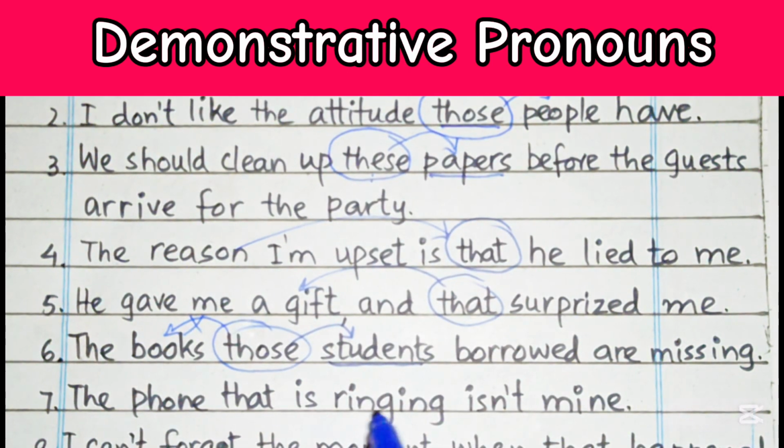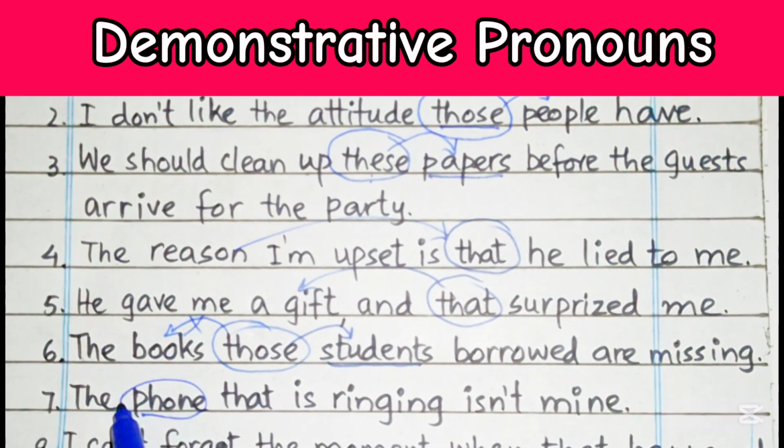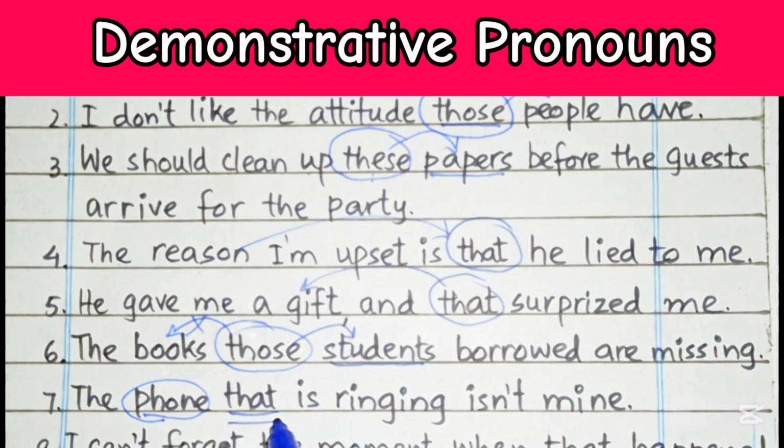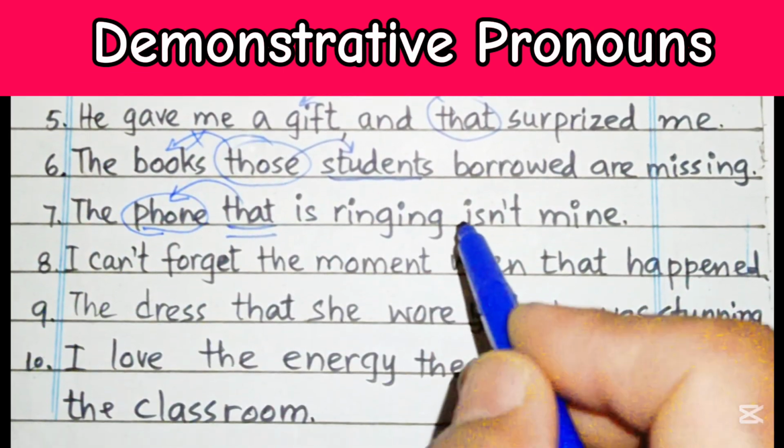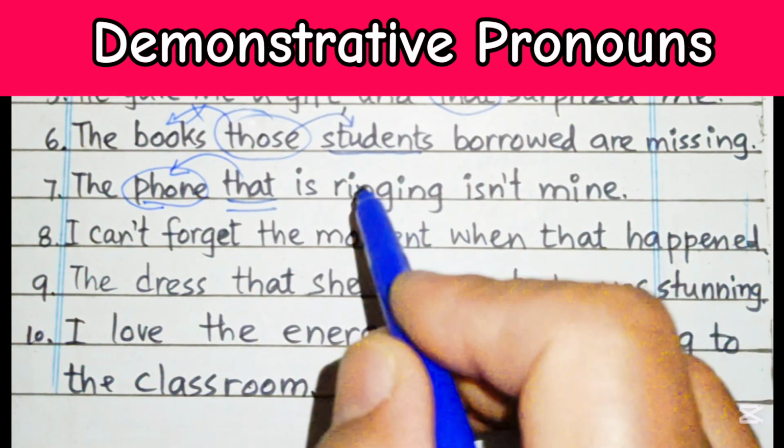The phone that is ringing isn't mine. The phone. So the phone is being pointed out by the word that in this case. So this is a demonstrative pronoun that points to the phone that is not near, it is far. It is not closer to you. So you are referring to a phone that is not closer and it's ringing as well.